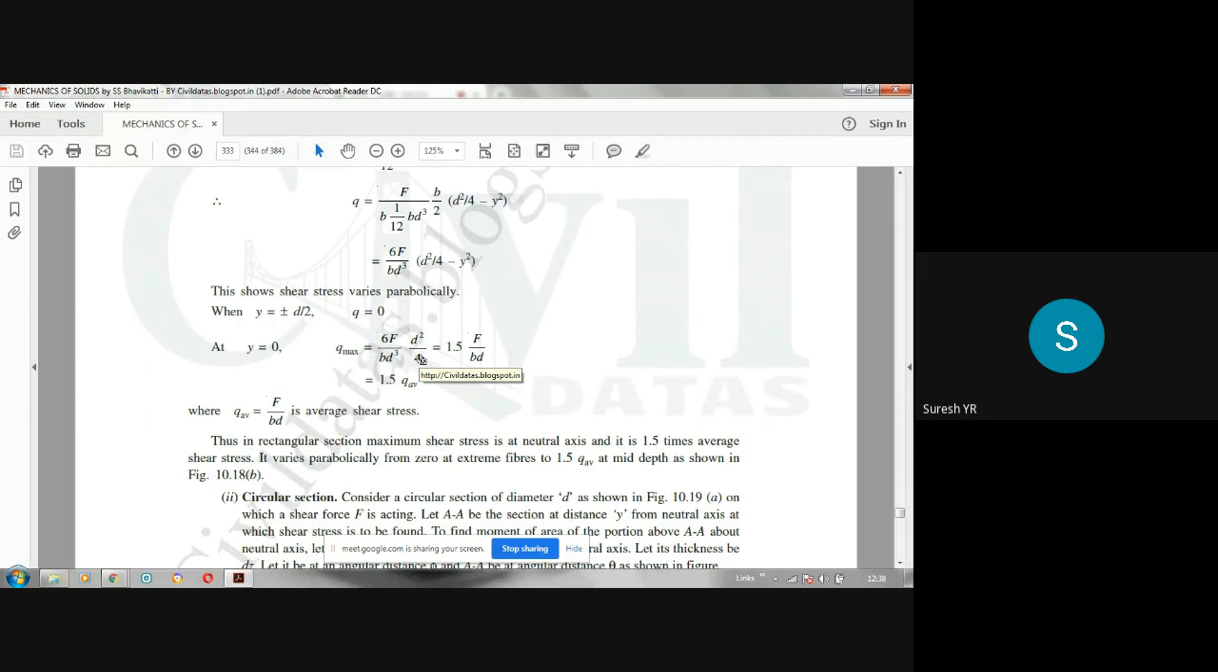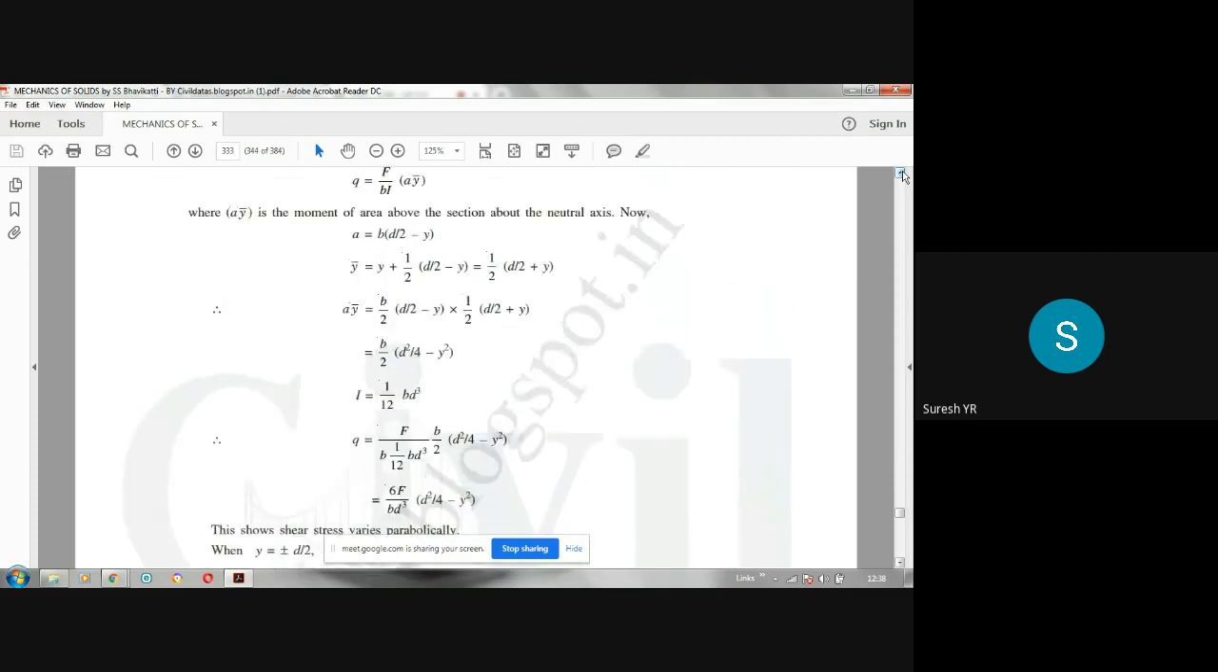Show that in the case of a rectangular cross section of a beam, maximum shear stress is 1.5 times the average shear stress, and it occurs at the neutral axis. So now the difference is very important. Bending stress at the neutral axis is 0.